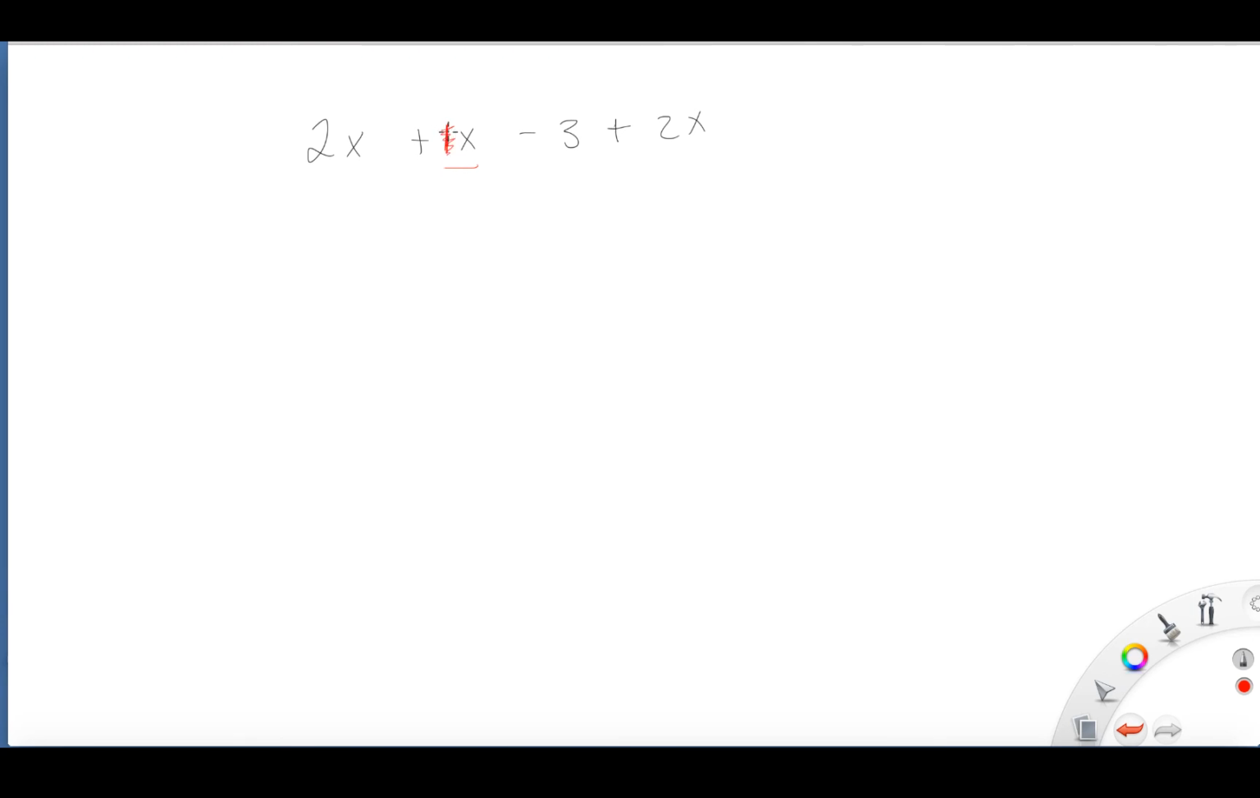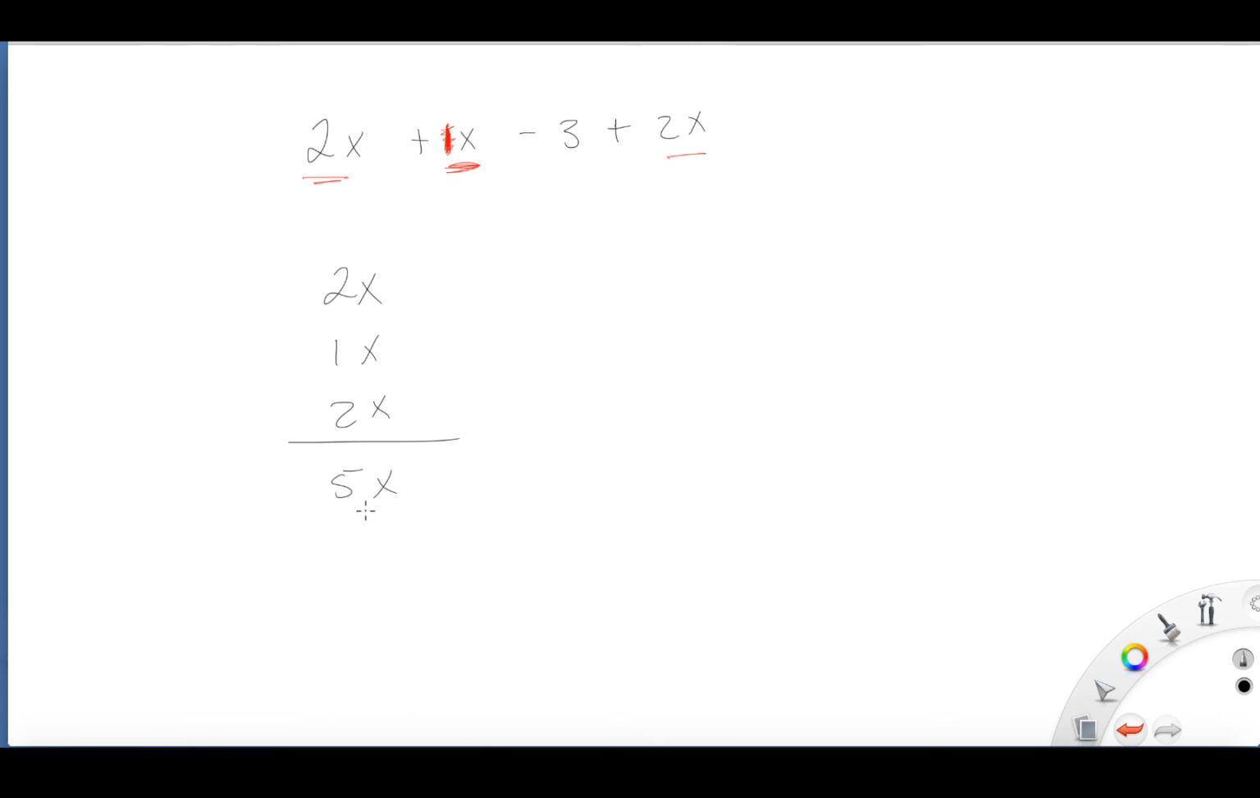But for today, I want you to think about that 1 being there, okay? Watch this. These three terms that are underlined in red are like terms. So I have 2x plus 1x plus 2x. How many x's do I have? Well, count these all up and I have 5x.